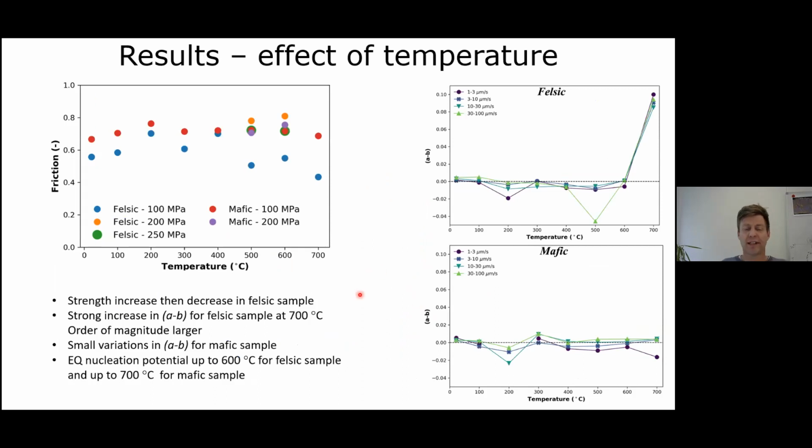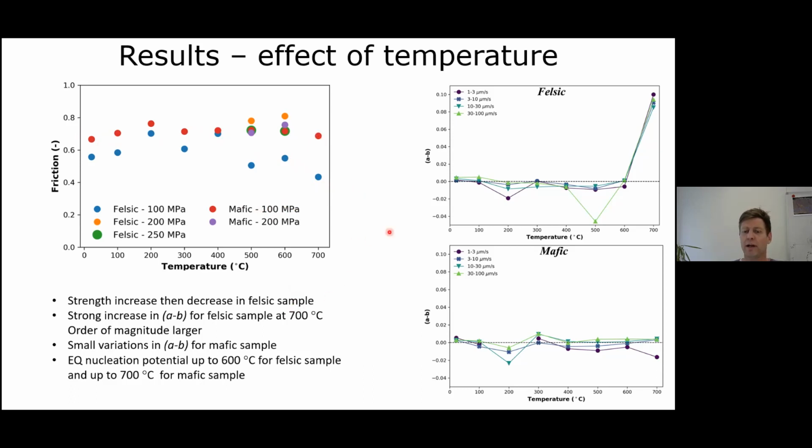Now, summarizing all these, I think 10 experiments, on the left, you can see the friction as a function of temperature. We have the blue dots, which is our felsic sample at an effective normal stress of 100 MPa. We see a bit of variation, where it's a bit of strengthening up to maybe 400 degrees C, followed by some weakening down to a friction of about 0.45 at 700 degrees C. In contrast, the mafic sample is quite steady at a friction between 0.65 and 0.7.